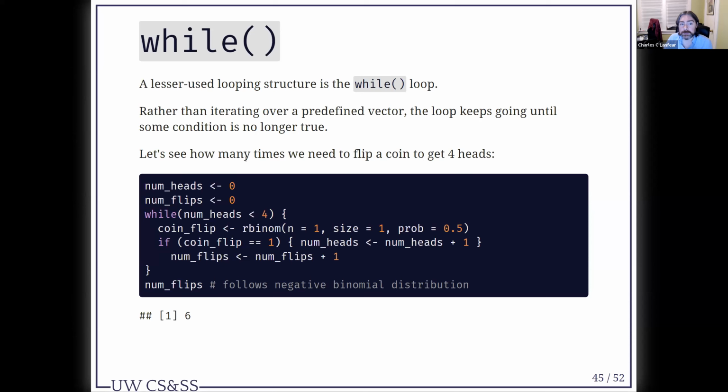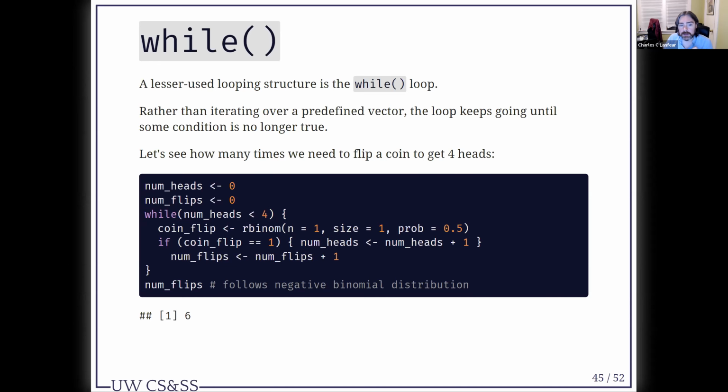An example of this might be, let's see how many times we need to flip a coin to get 4 heads. It's a common simulation game. What I'm going to do is say the current number of heads is 0. The current number of flips is 0. While the number of heads we flipped is less than 4, keep running this code in here.